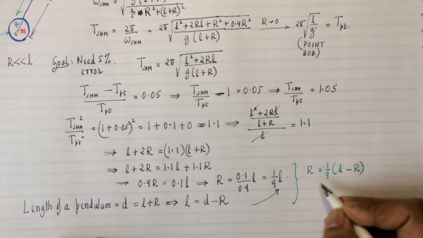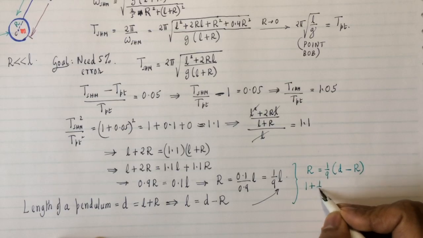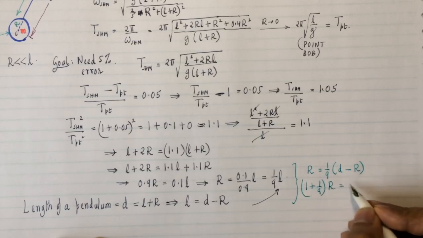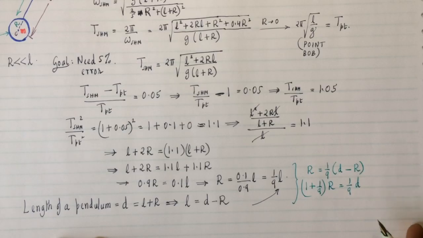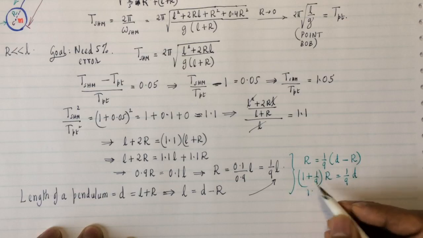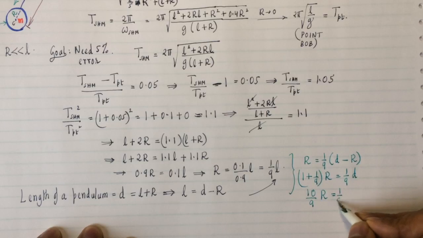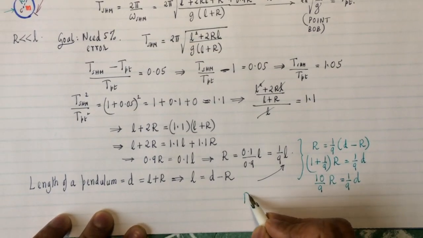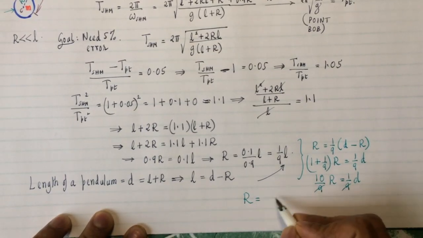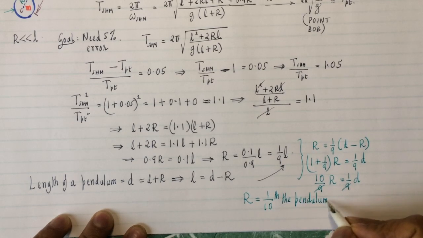So if I bring this side, I'm going to get 1 plus 1 over 9 times the radius equals 1/9 D. And after some simple fractions, this can be written as 9/9 plus 1/9 is 10/9. 10/9 R equals 1/9 D. So it tells us that the radius of the bob must be equal to 1/10 the pendulum's overall length.